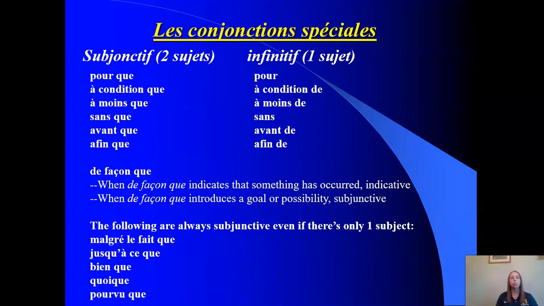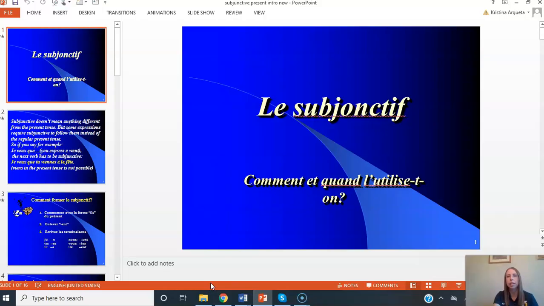Je finirai mes devoirs à condition que tu m'aides. Je finirai mes devoirs à condition de comprendre. So, sans que changes to just sans. The other ones have a de. De façon que. When de façon que shows that something has occurred, we're going to use the indicative. When it introduces a goal or a possibility, we're going to use subjonctif. The following are always subjunctive, even if there's only one subject. So that's kind of different. And like I said, these last expressions are more for AP to get a little bit higher up.